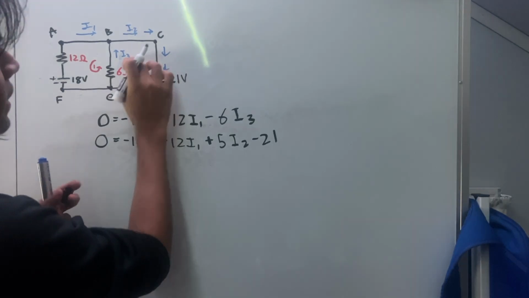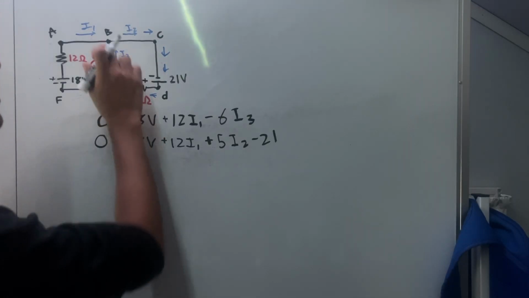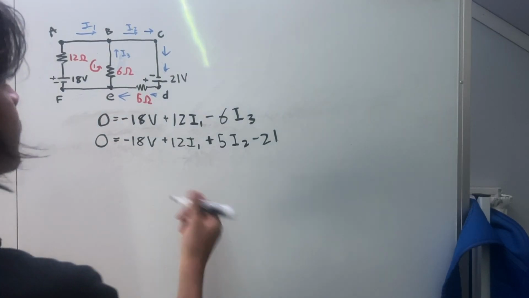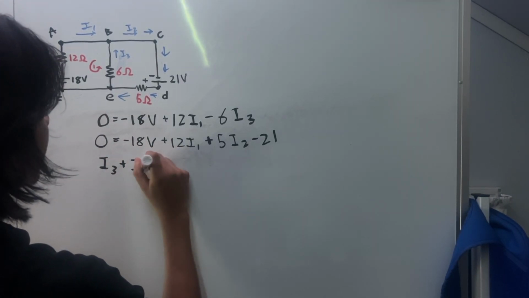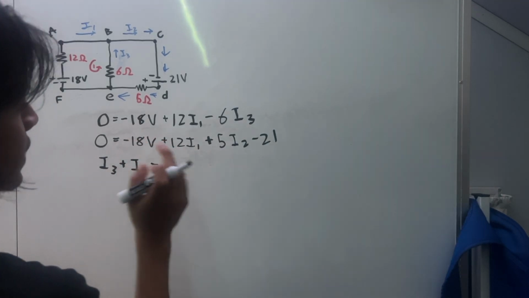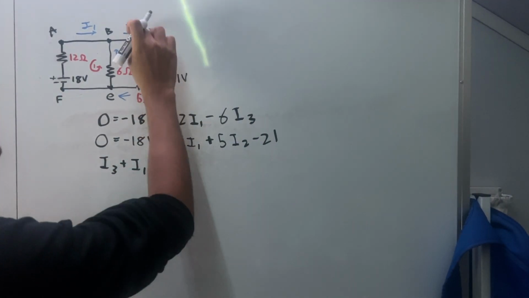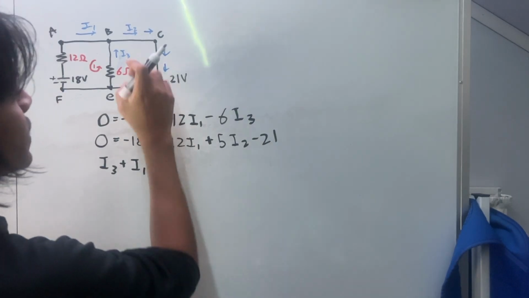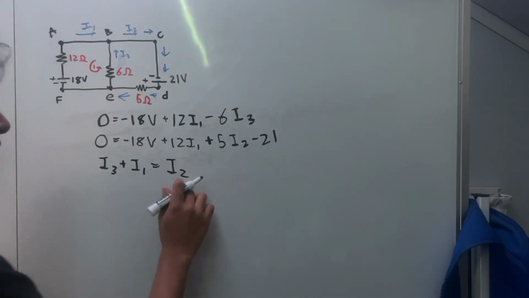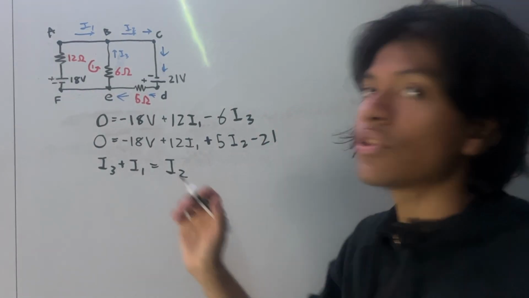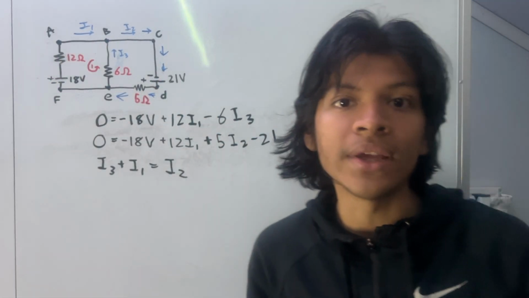So we could see I3 is going into the point B and I1 is going into the point B as well. So on one side of the equation for our junction rule, we have I3 plus I1. And on the right side, we only have I2 going out. So it would make sense that I2 is going to be equal to the sum of the currents I3 and I1. And just like that, we have our 3 different equations to solve for our different unknowns I1, I2, and I3.